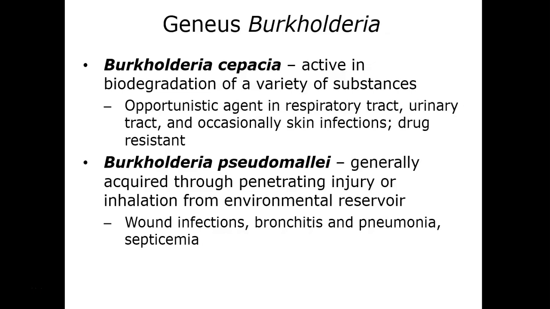We've got two different species in this group, and they are both opportunistic agents in the fact that they are able to impact the respiratory tract, the urinary tract, and there are some that occasionally do cause skin infections. Burkholderia cepacia is really well known for its opportunistic infection of the respiratory tract. Burkholderia pseudomallei is generally acquired through some type of a break in the skin or inhaled from an environmental reservoir and can lead to things like bronchitis and pneumonia.